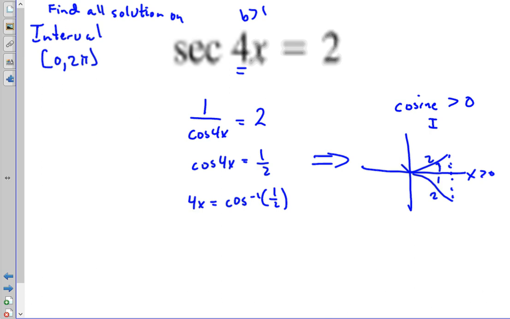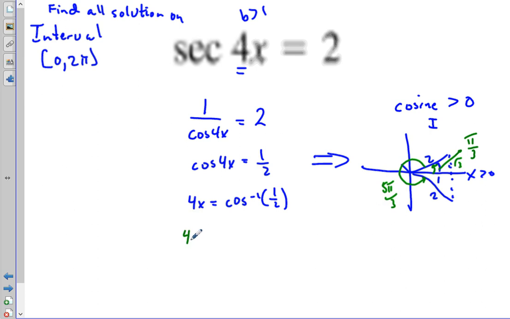And so what is this angle going to be? Well, this is going to be radical 3 again, so this is going to be pi over 3. And then this one is going to equal 5 pi over 3, I apologize. 5 pi over 3. And that's in the fourth quadrant.